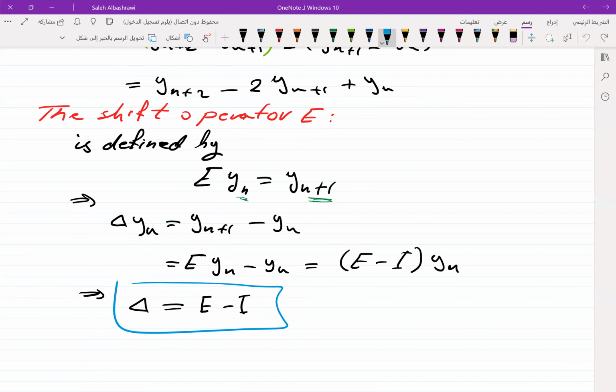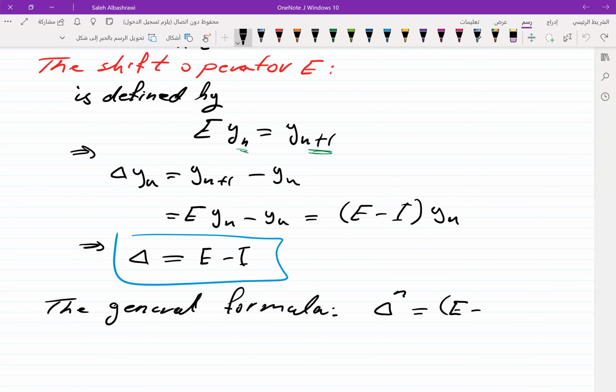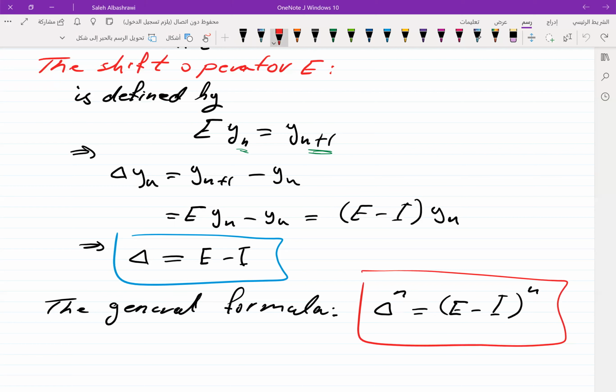E minus I. And from this one, we can find the general form, or general formula: delta to the power n equals E minus I to the power n. This is the general formula. Delta to the power n equals E minus I to the power n.